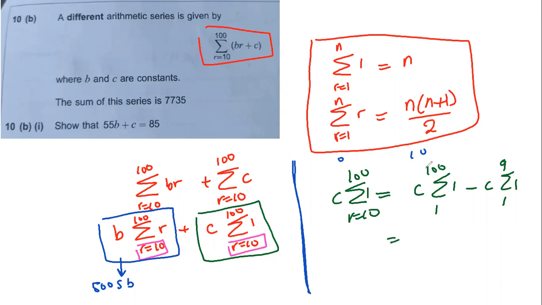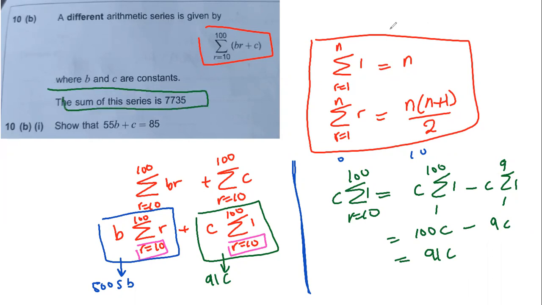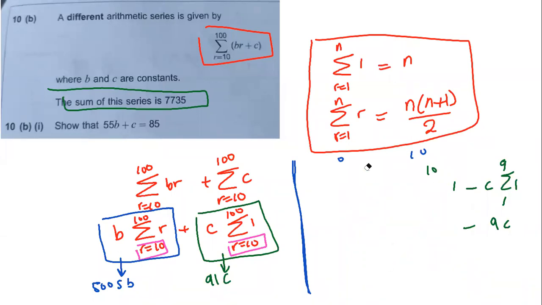So as we did earlier on, it's simply n, so that will be 100c, minus this is only 9, so that's minus 9c, and that's simply 91c. So that expression is 91c. All well. Now the sum of the series, as it says in the question, is 7735. Let's see if this summarizes and gives me the answer, to show that problem.